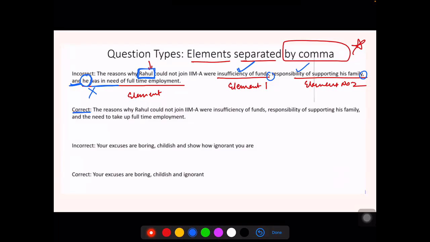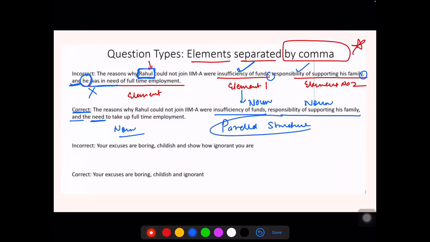So the correct version of the sentence will be: the reasons why Rahul could not join IIM were insufficiency of funds. We have used element number 1, which is a noun. Responsibility of supporting his family, element number 2, again a noun. So again, in the third element, there should be a noun, right? The need to take up full-time employment. So this is called a parallel structure, right? This is very important to understand because the question will be based on this grammar.